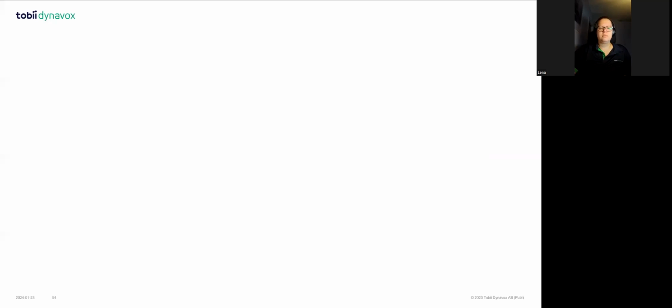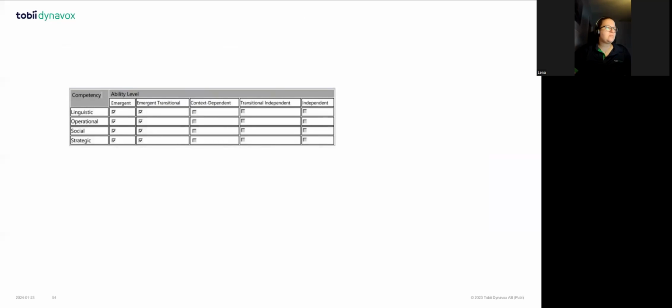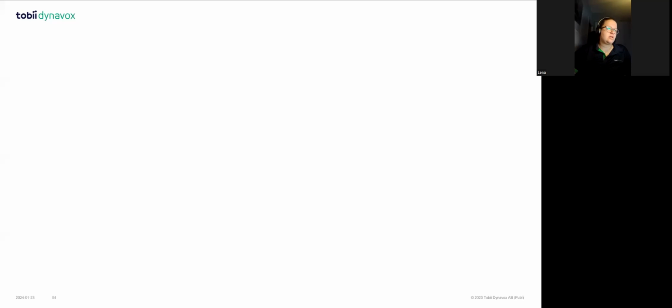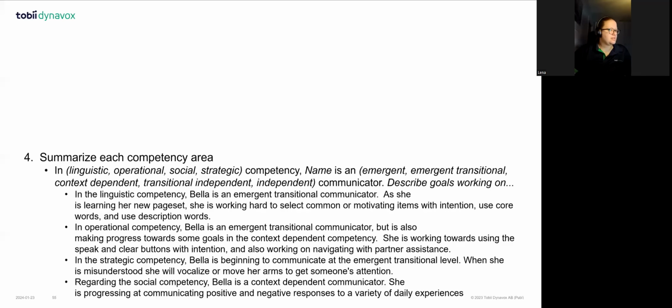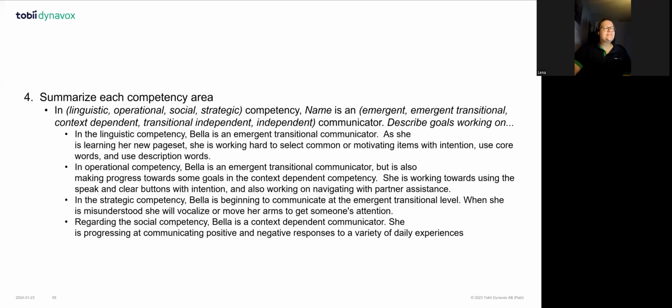Oh, again, something strange is happening with my computer. But I'm trying to show you that you would like to show somebody's ability communication level. You can include that one as well. That's very strange. Okay, let's try again. And you want to summarize each area, the competencies in which you see the person right now, the behaviors you observe, and the goals you're working towards.